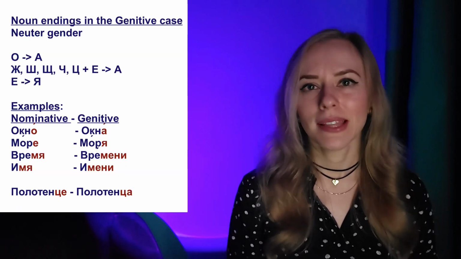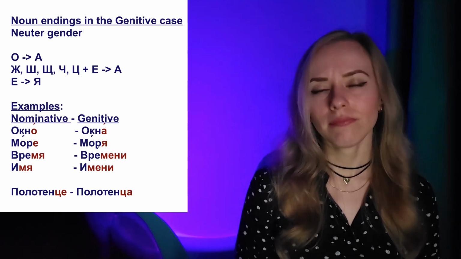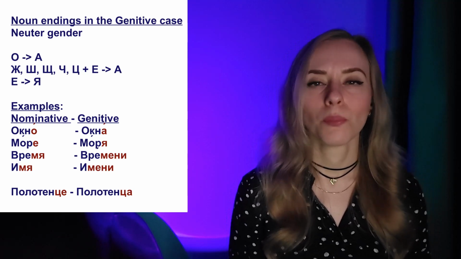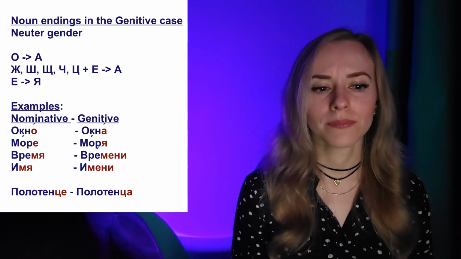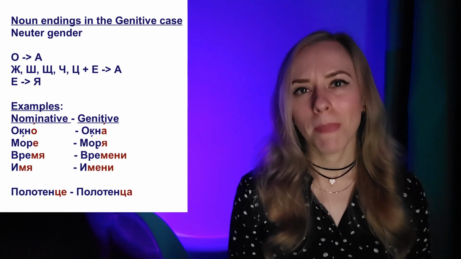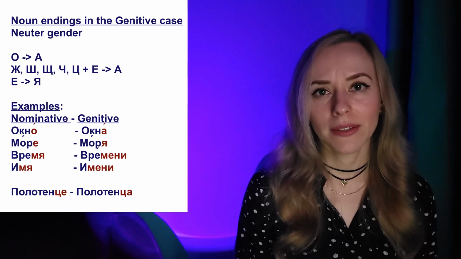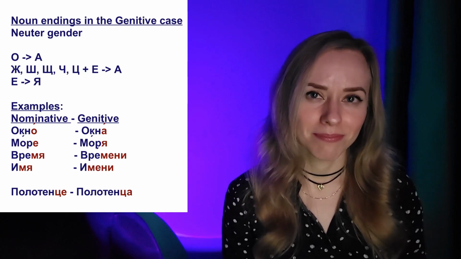They are the same as in the masculine gender. For example, окно – окна. Море – моря. The words with the ending мя change a little differently. Время – времени. Имя – имени.